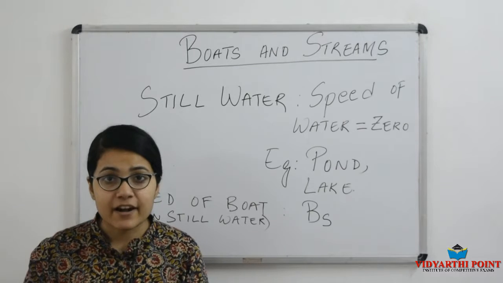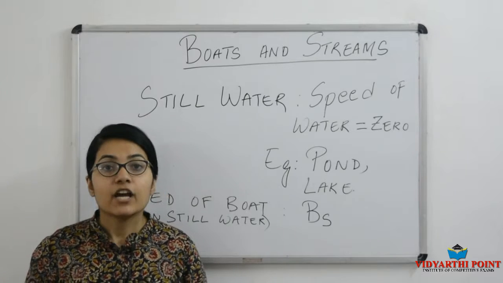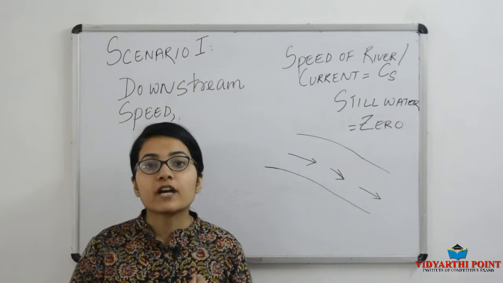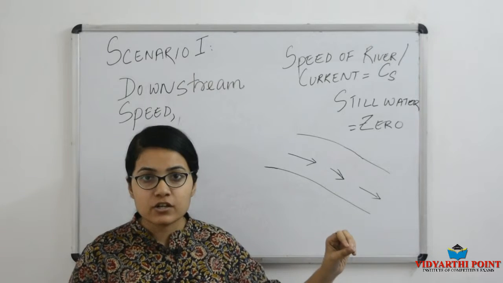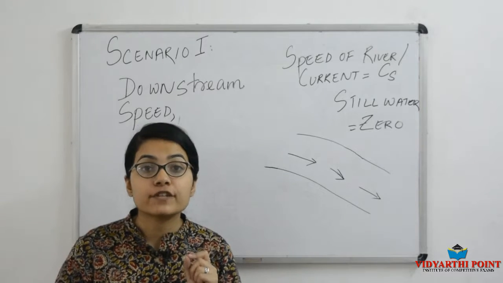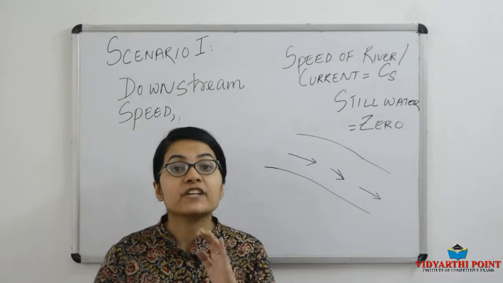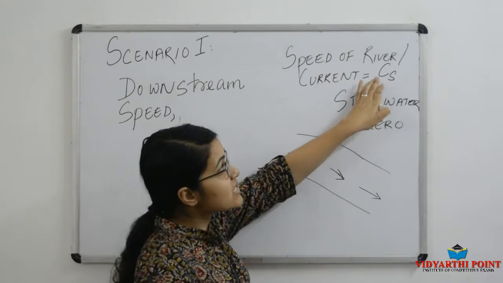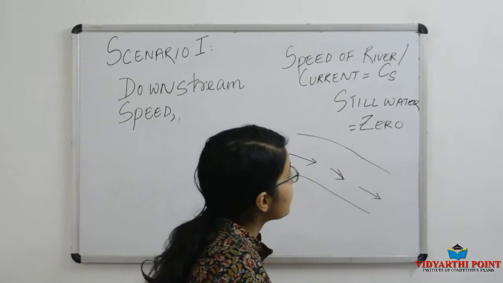Now imagine the scenario where the water is not still but the water is moving. Let us look at the two scenarios. Now let us look at scenario 1. Here we are talking about a flowing river. In still water we know that the speed of water is 0, but when the water is flowing the water will also have a speed which we will call as speed of the river or speed of the current. Let us denote speed of the river or current as CS, that is speed of current.